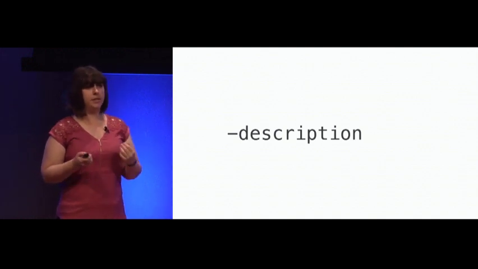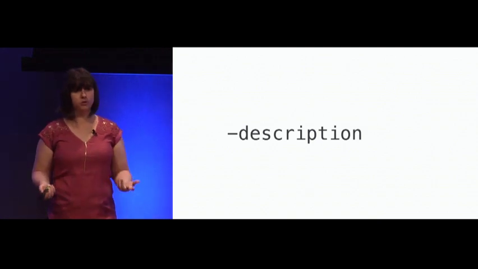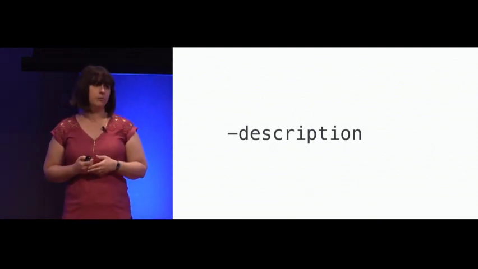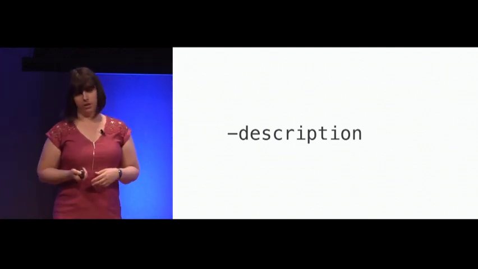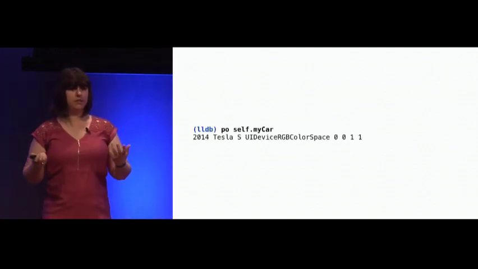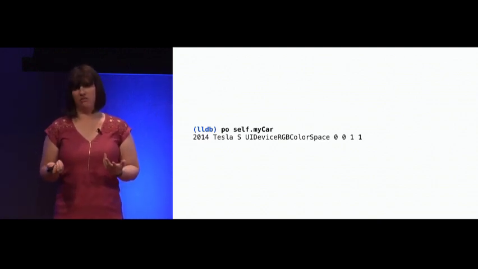If you want it to be a lot prettier than those pointer values that we just saw, you implement the description method. Anything that inherits from NSObject already has this. In Swift, you can also just implement a description method. And this will print out something a little bit nicer to read rather than a pointer value, because pointer values aren't really that useful.